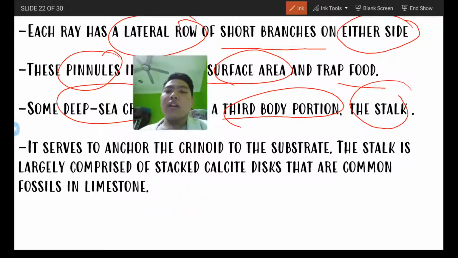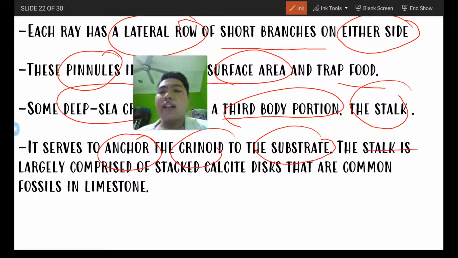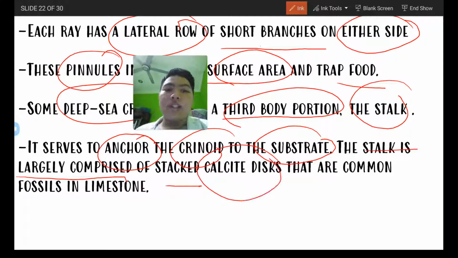The stalk serves to anchor the crinoid to the substrate. The stalk is largely comprised of stacked calcite discs. So the calcite discs are stacked and form the stalk. They are commonly fossils in limestone.